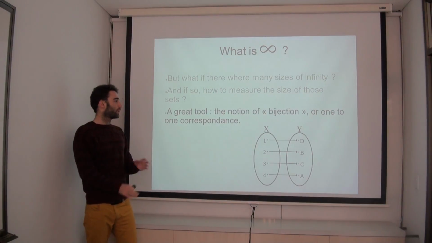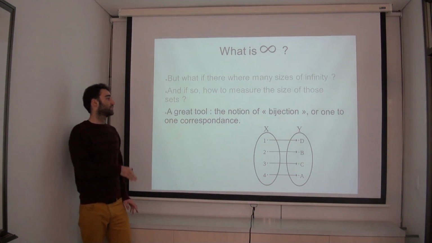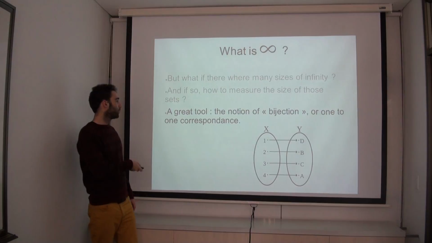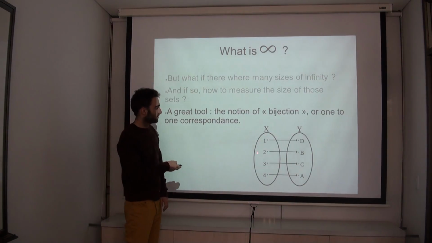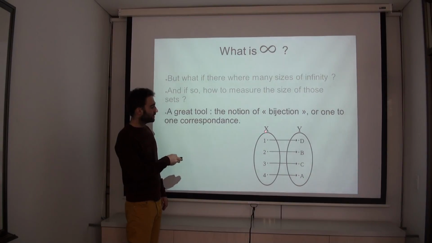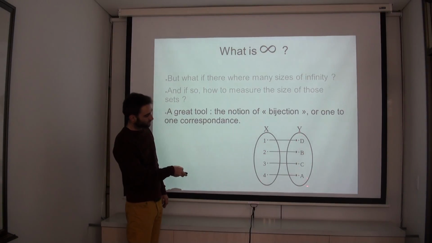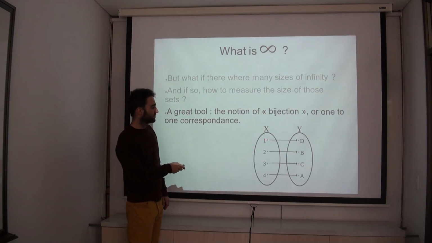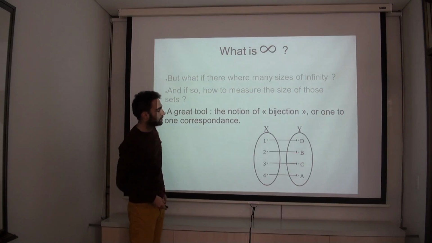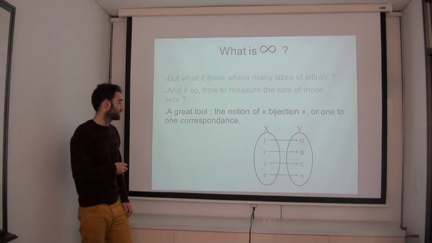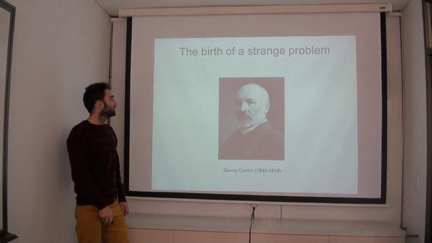So we have a great tool for that. That's the notion of bijection. A bijection is a one-to-one correspondence between 2 sets. Let me explain myself. We have a set X with, in this case, 4 elements, and a set Y with also 4 elements. So we are sending one element of the set X to another one, and we're doing that for every element. That's called a bijection, or one-to-one correspondence.